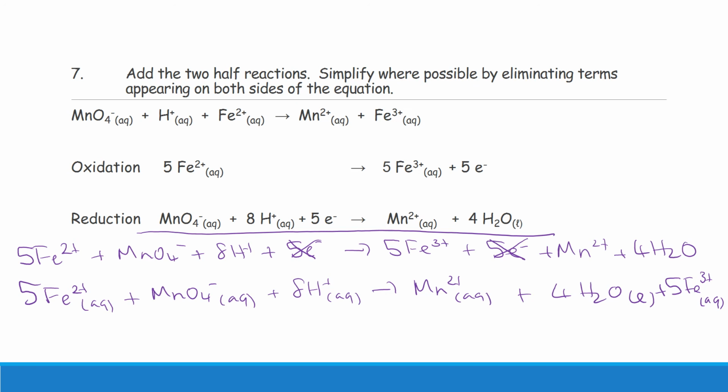Check the charge. 5 times 2 plus is 10 plus. Take 1 is 9 plus. Add 8 is 17 plus. This is 5 threes are 15 plus. Add 2 plus is 17 plus, so it's balanced.